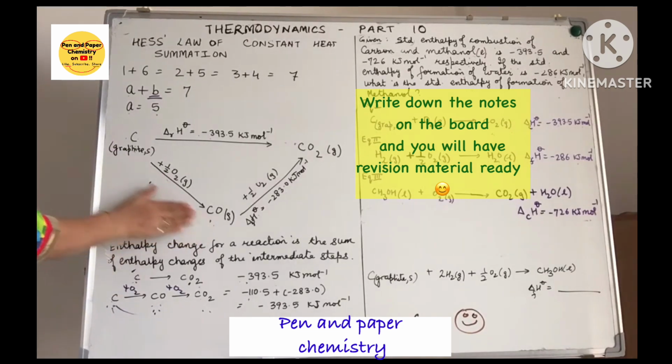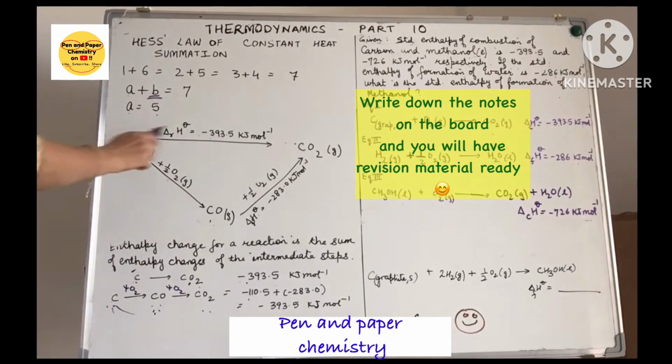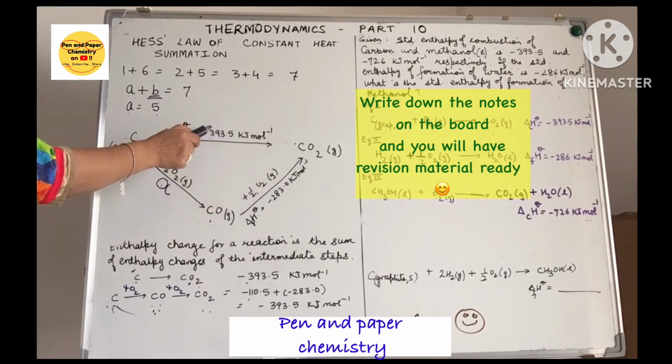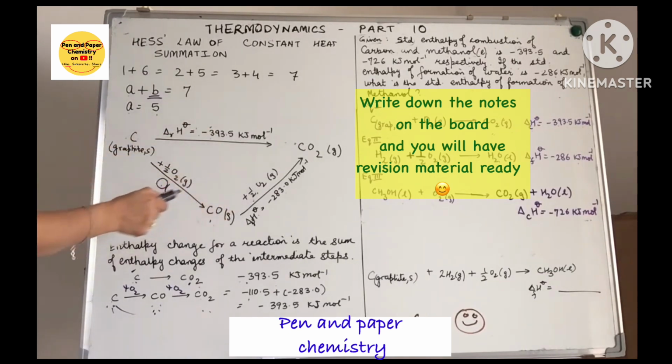Now here I don't know this value. I know this and this. So you know A plus B is C. You know the value of C, you know the value of B. Can you determine the value of A?